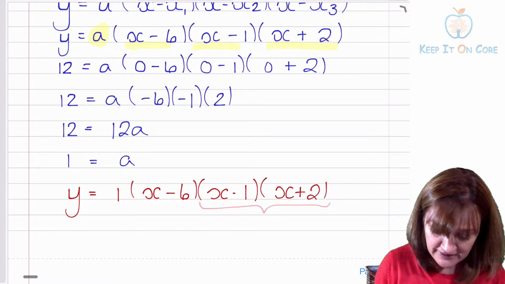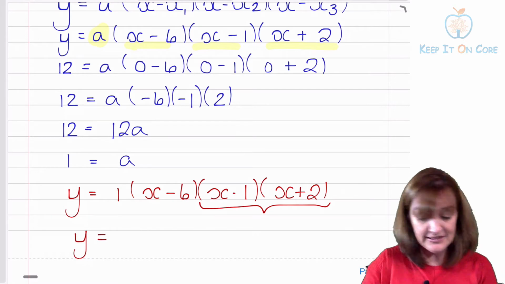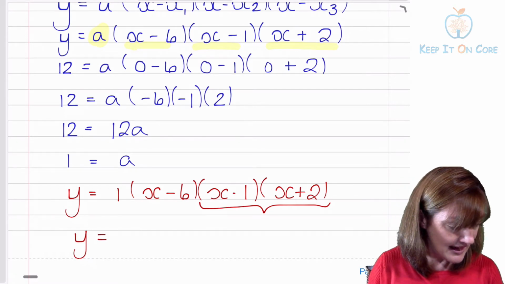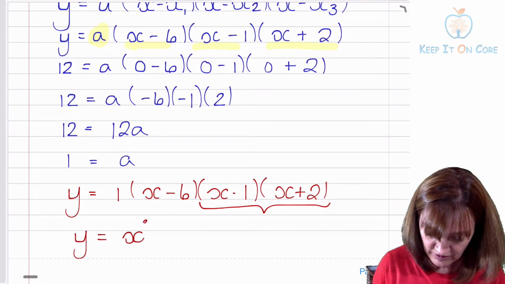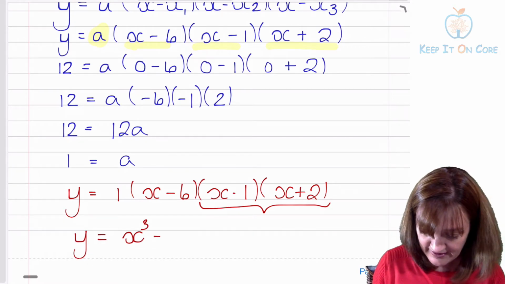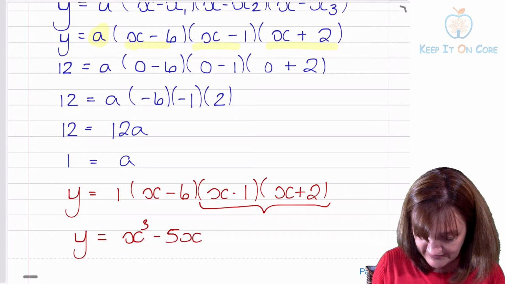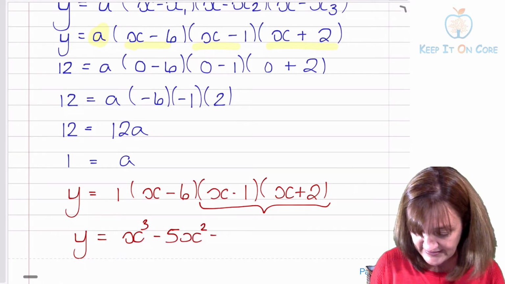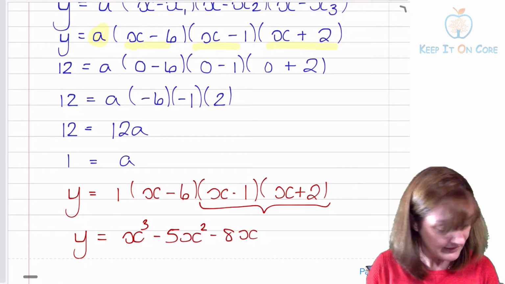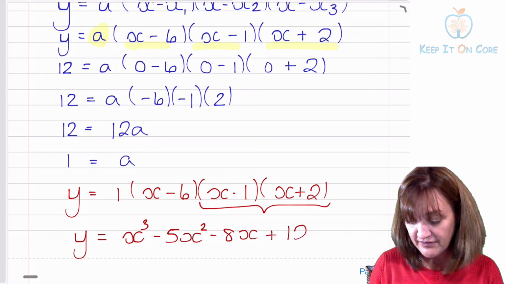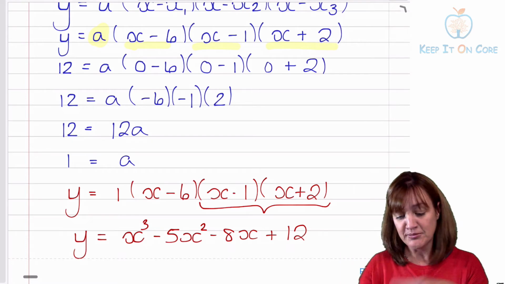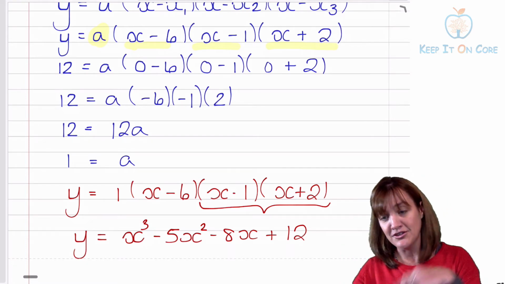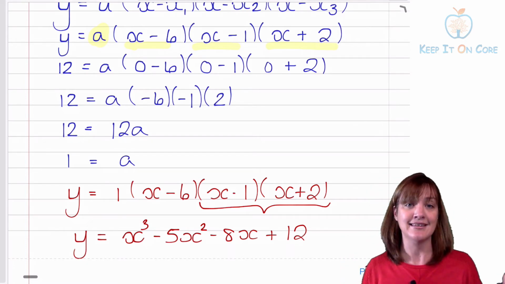Foil your first two brackets out. Once they're foiled, you distribute the other bracket. I'm just going to give you the final answer because otherwise it's a whole lot of working out to watch me do: x cubed minus 5x squared minus 8x plus 12. Okay, and obviously I got there by foiling the first two brackets, then distributing x minus 6 into that foiled bracket and simplifying.